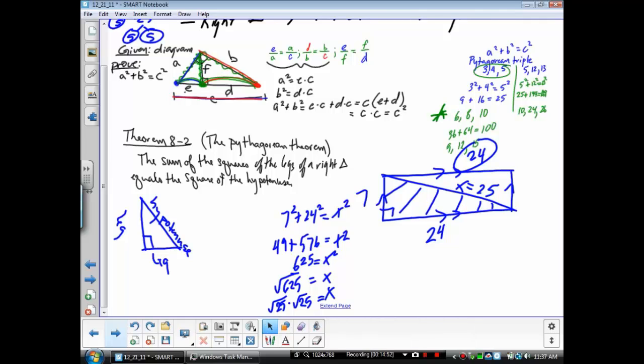So we have another Pythagorean triple, don't we? It's 7, 24, and 25. 7, 24, 25 is another Pythagorean triple. Okay. So that's the basic idea. Let's stop this.